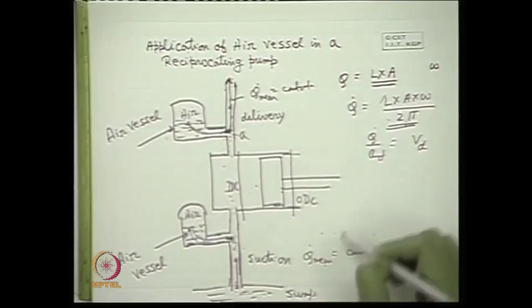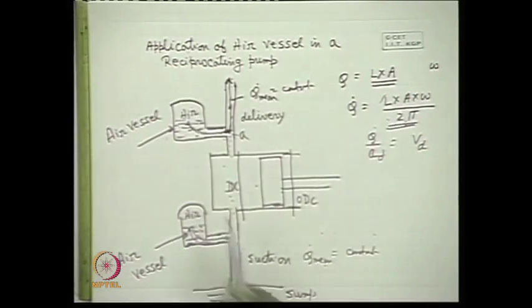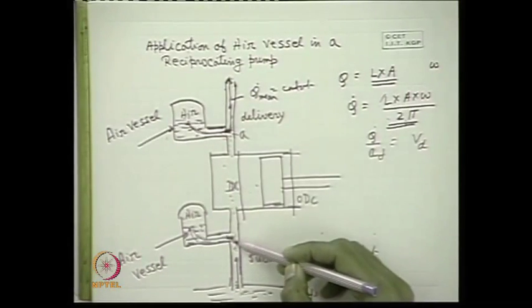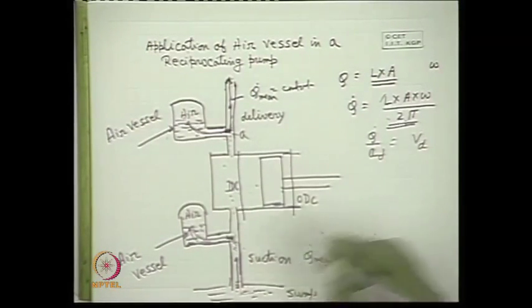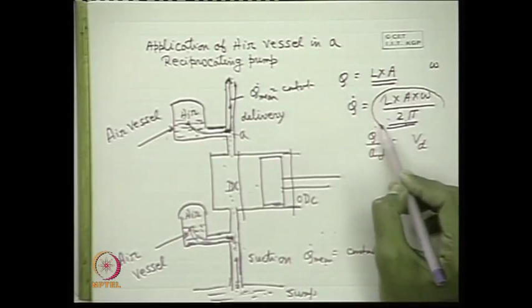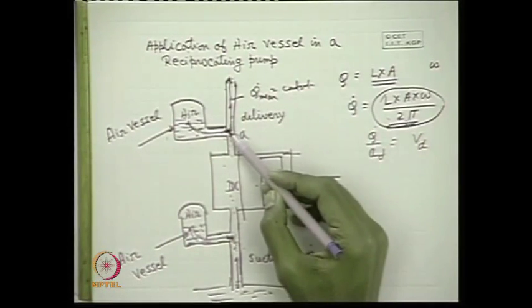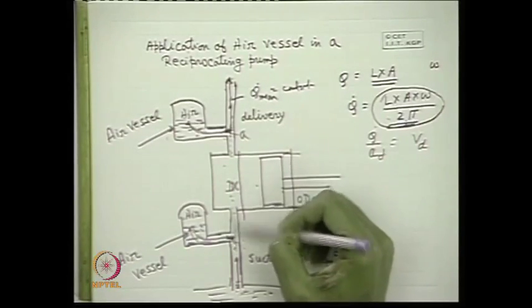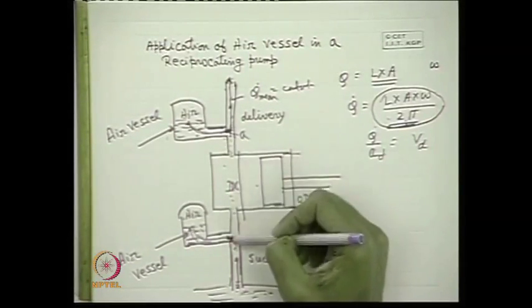So therefore, if you look as a whole to the pump, you see that the incorporation of these two air vessels makes the flow through this part of the delivery pipe and through this part of the suction pipe almost constant, and this is equal to the mean discharge. The discharge or flow rate varies only in this part of the delivery and suction pipe, that is from the air vessel to the cylinder.